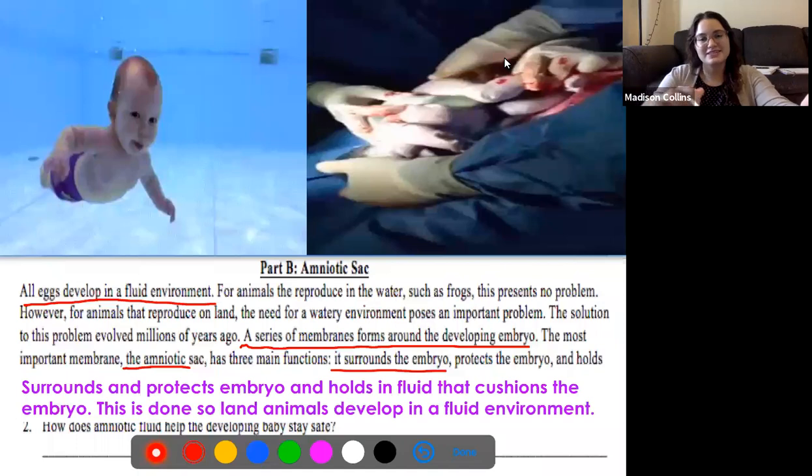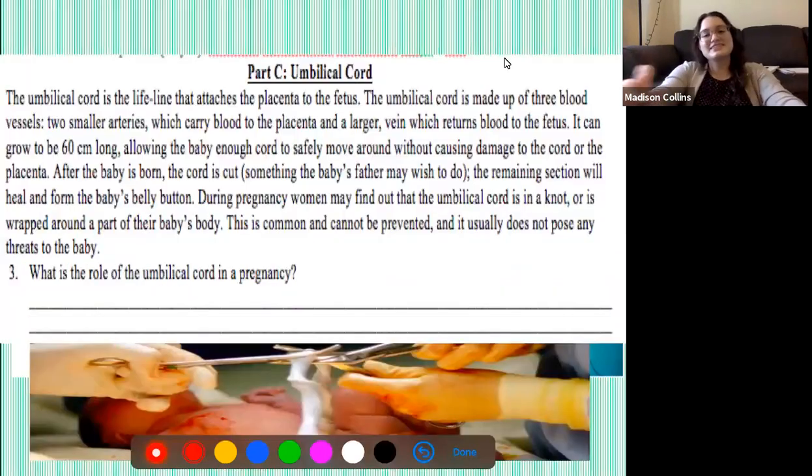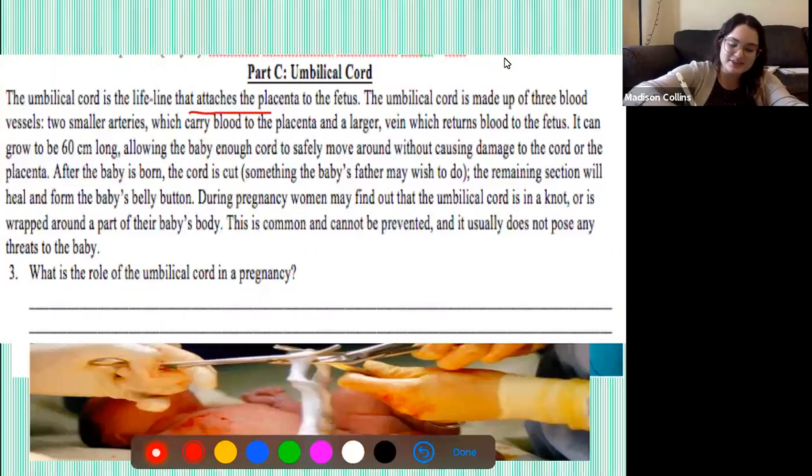All right. Now, the third thing I'm going to talk about is the umbilical cord. We've actually seen a picture of this already, but let's talk about what we need to know. So the umbilical cord is the lifeline that attaches the placenta to the fetus. The umbilical cord is made up of 3 blood vessels, 2 smaller arteries, which carry blood to the placenta, and a larger vein, which returns blood to the fetus. It can grow to be 60 centimeters long, allowing the baby enough cord to safely move around without causing damage to the cord or to the placenta.